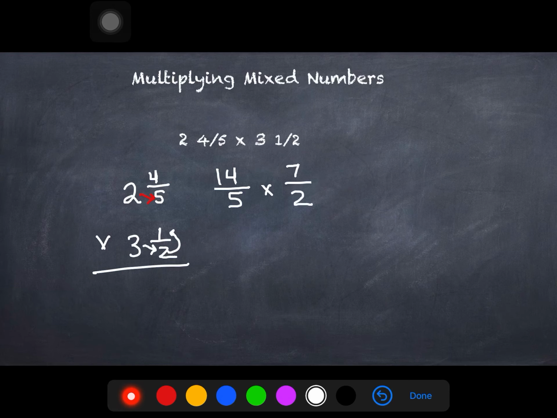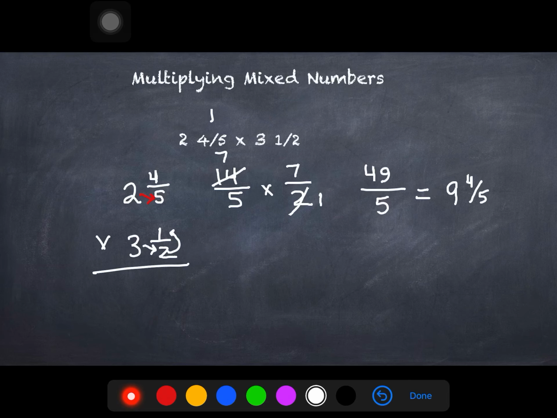That would be 98 over 10. Or we could simplify first. 2 and 14 can both be reduced by 2. 2 divided by 2 is 1, and 14 divided by 2 is 7. 7 times 7 is 49. 5 times 1 is 5. 49/5 is the same as 49 divided by 5, which is 9 and 4/5.